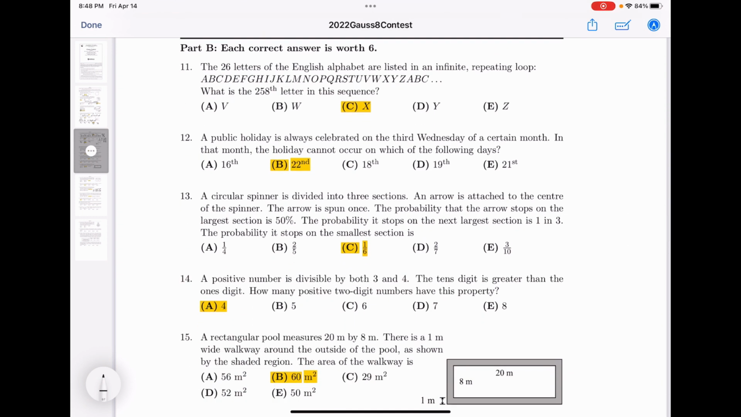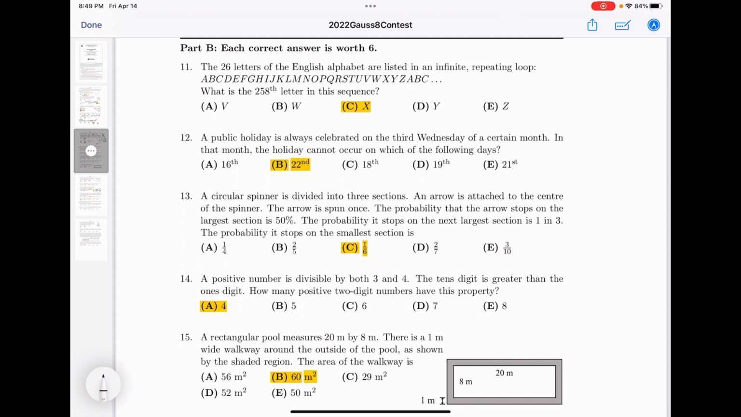Number 11, which is the first question in part B. The 26 letters of the English alphabet are listed in an infinite repeating loop. What is the 258th letter in this sequence?